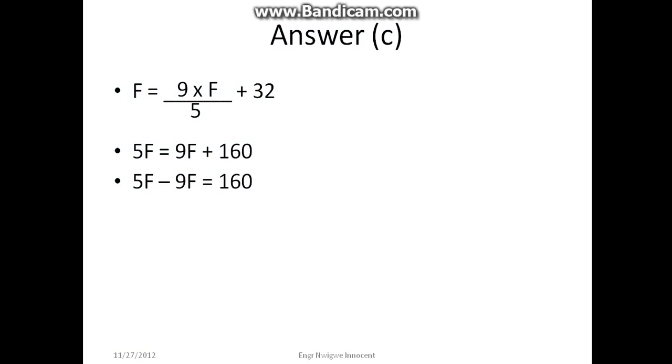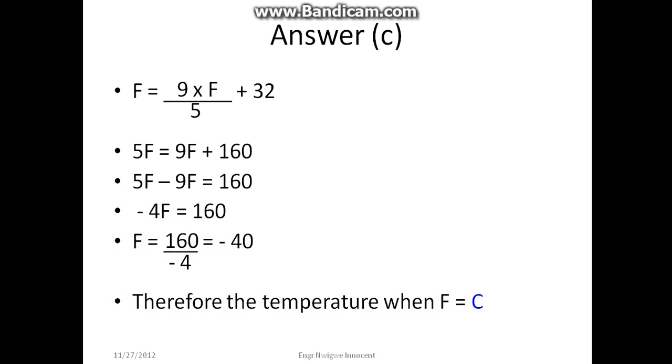F comes to the left hand side, and at the right hand side we now have 5F minus 9F equals 160, which leaves us with minus 4F is equal to 160. F is equal to 160 over minus 4, which gives us minus 40. Therefore, the temperature when F is equal to C is minus 40.